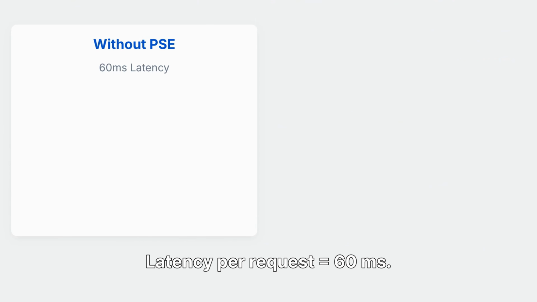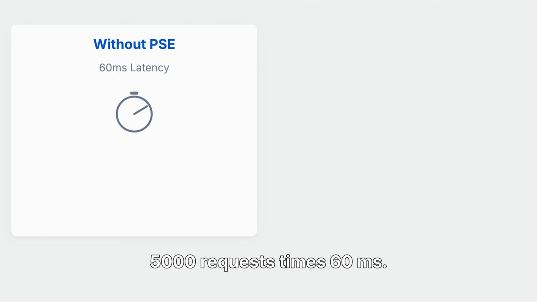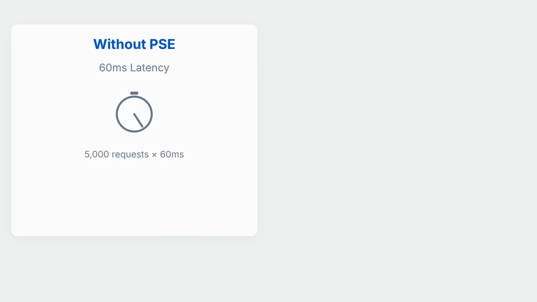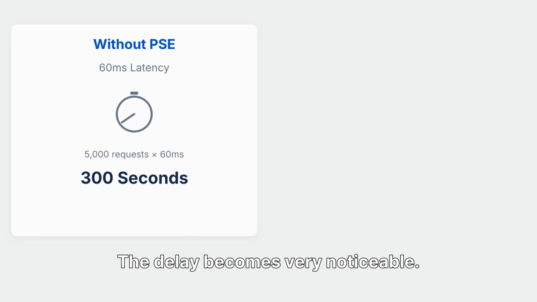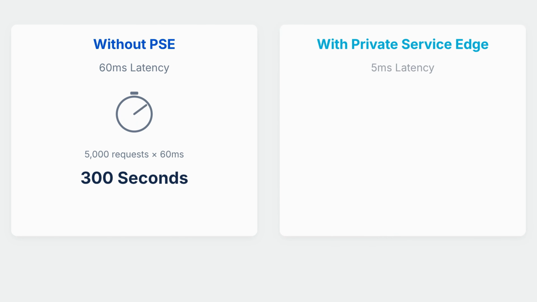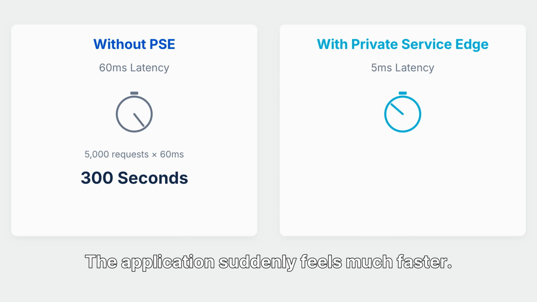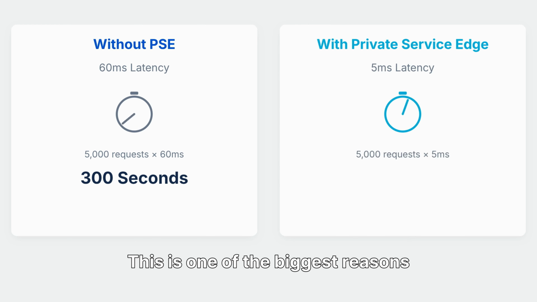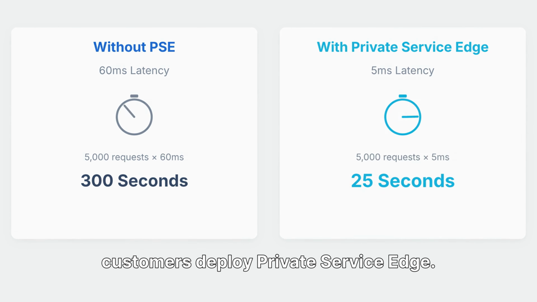Now imagine latency per request equals 60 milliseconds. 5,000 requests times 60 milliseconds. The delay becomes very noticeable. Now reduce latency to 5 milliseconds. The application suddenly feels much faster. This is one of the biggest reasons customers deploy Private Service Edge.